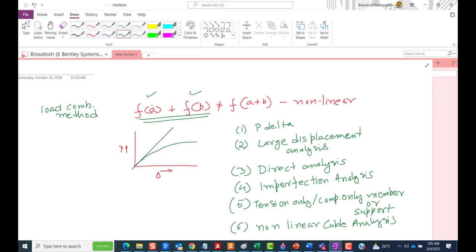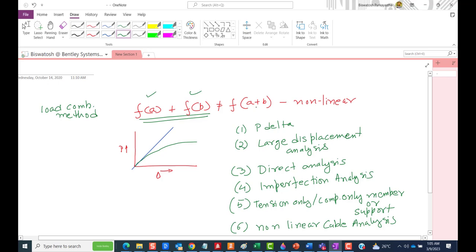So if your structure is behaving linearly, then it's not an issue, because in the linear case, this one is going to be the same as this one, right? For the linear case, it's fine. But if it is a non-linear case, then you are going to have some trouble. The reason being, the program is going to deliver you this result, but in reality, in a non-linear case, this value is not going to be the same as this value.